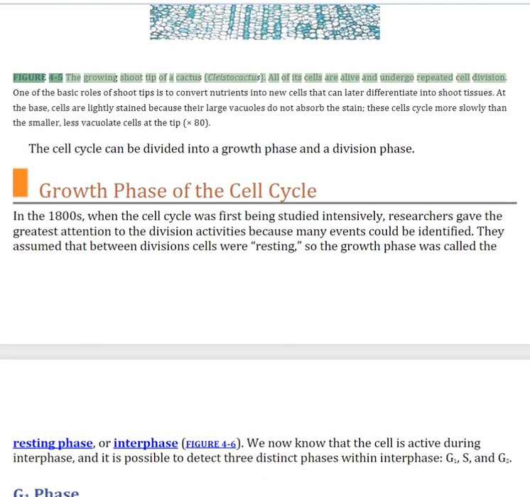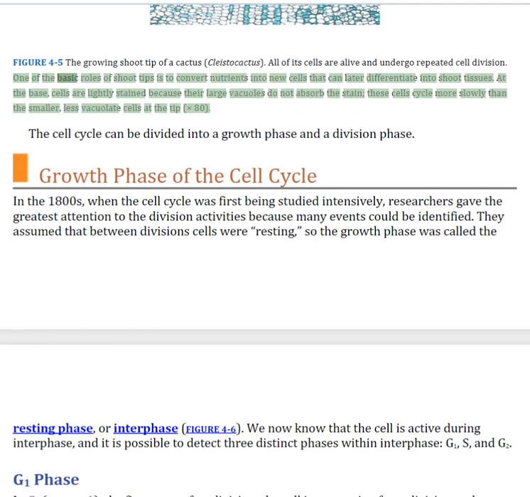Figure 4:5 The growing shoot tip of a cactus. All of its cells are alive and undergo repeated cell division. One of the basic roles of shoot tips is to convert nutrients into new cells that can later differentiate into shoot tissues. At the base, cells are lightly stained because their large vacuoles do not absorb the stain. These cells cycle more slowly than the smaller, less vacuolate cells at the tip.